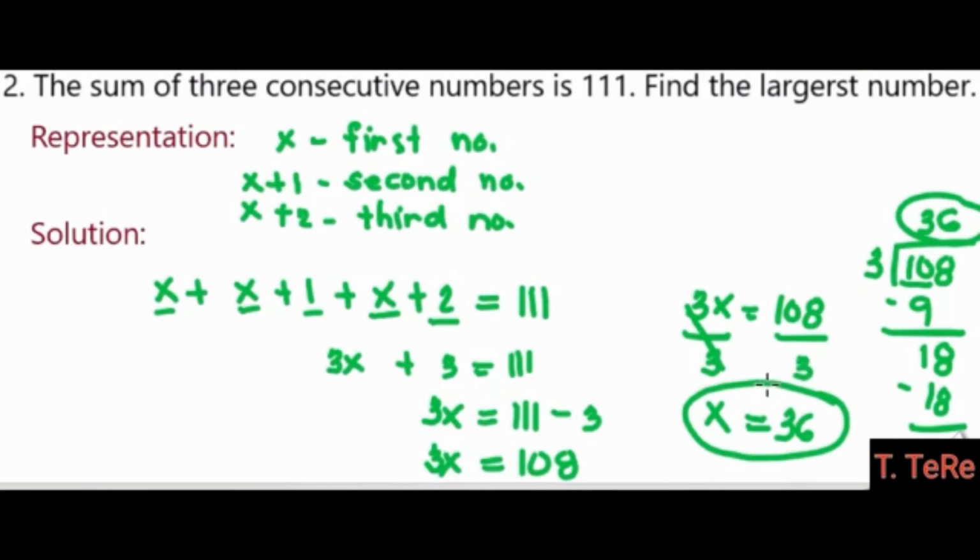So the value of x is 36. There, we're done with the value of x. Our first number is 36. Our second number is x plus 1, so that is 36 plus 1, and we'll get 37. And 37 plus 1 is equal to 38. However, the question is you have to find the largest number. In that case, the largest is 38. So you will write there the largest number is 38.